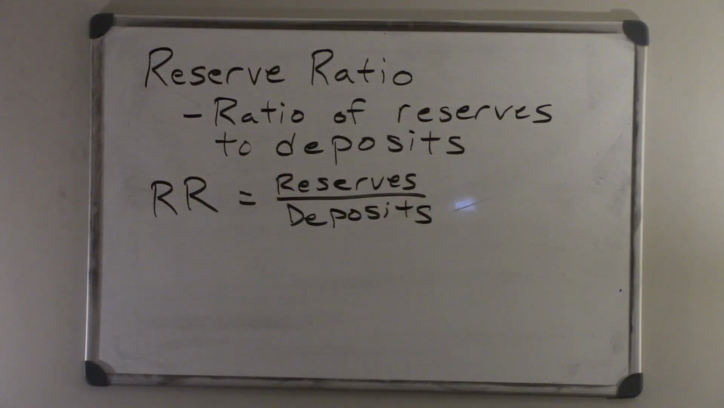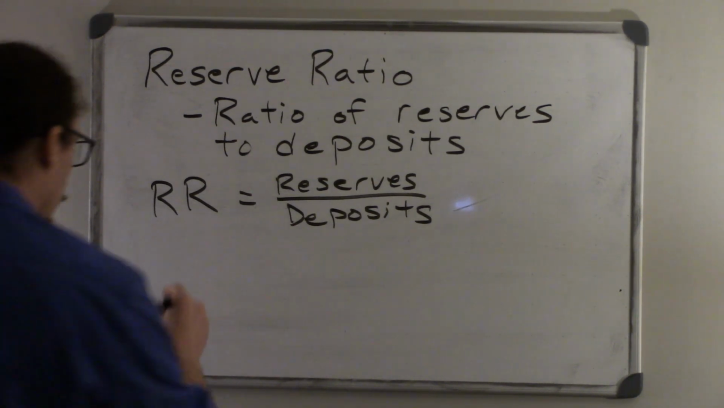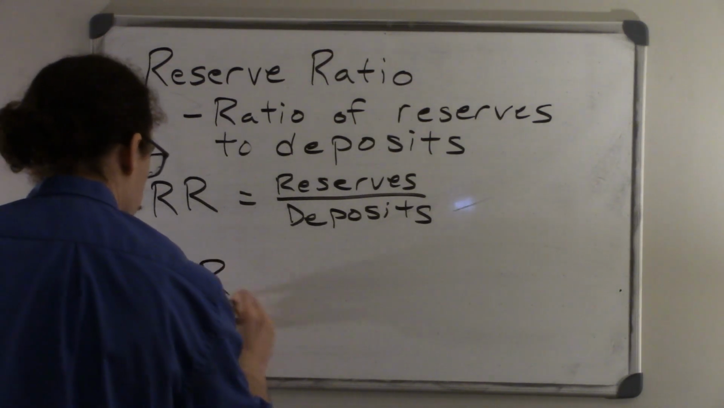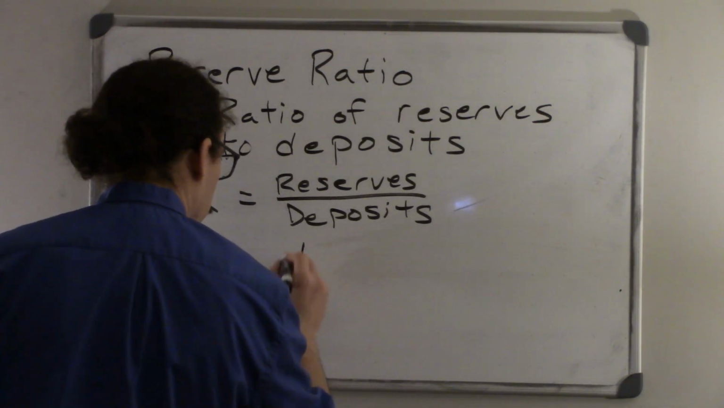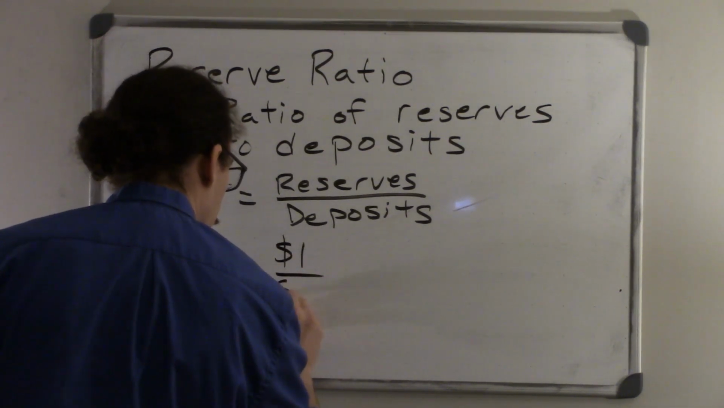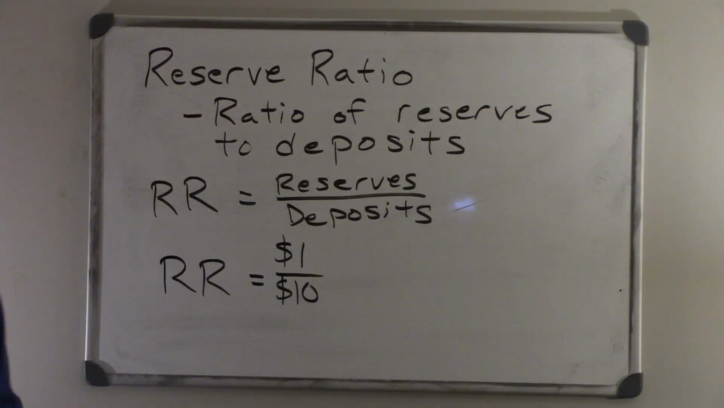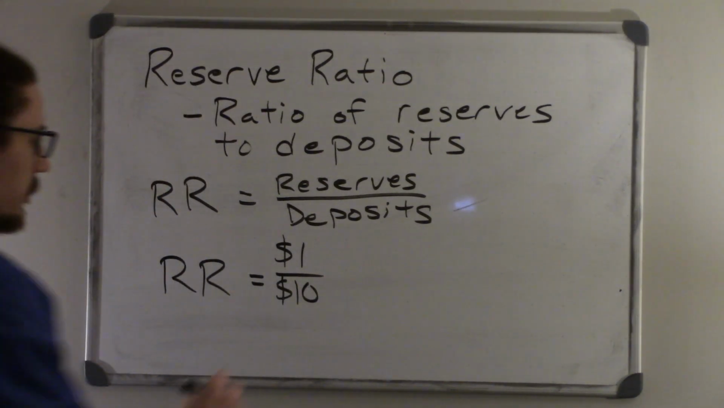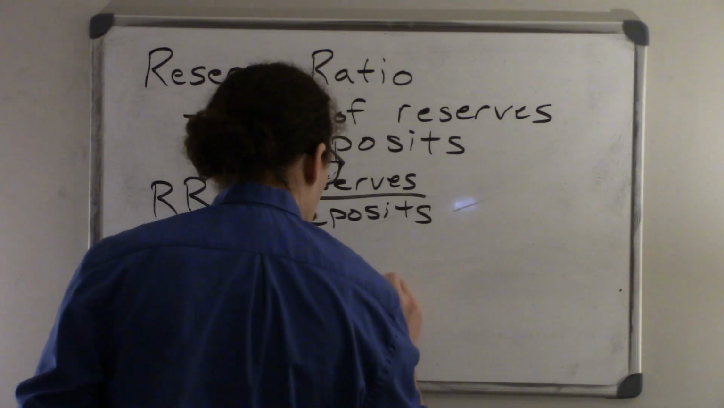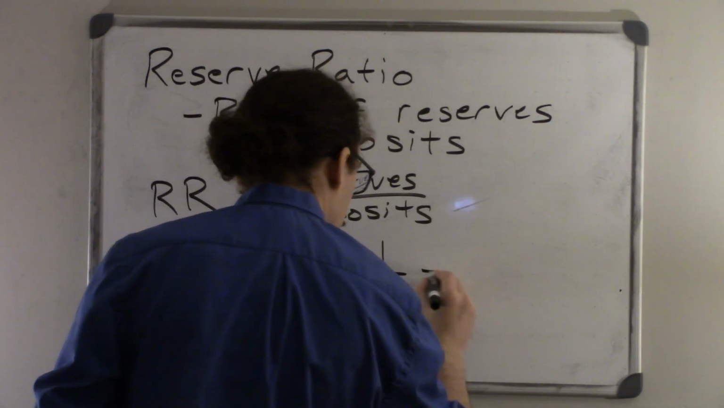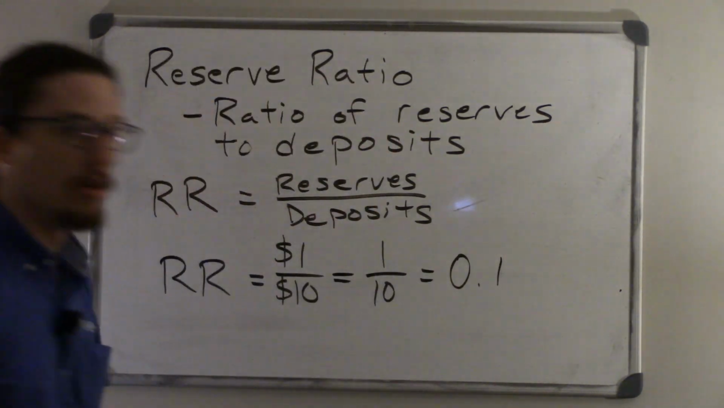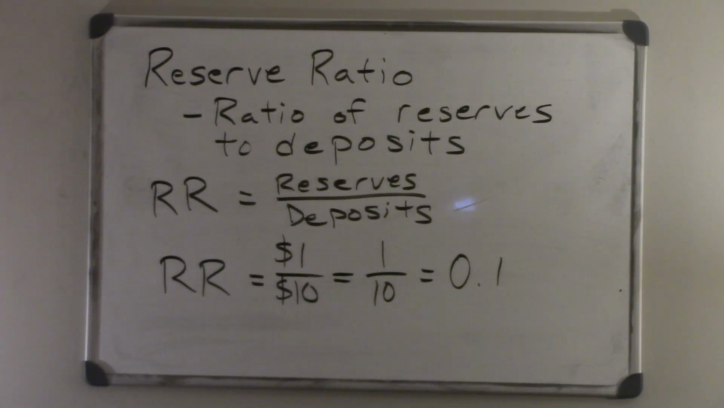All right, so however much gets held in reserve goes on top, and then we divide by the amount of the deposit. In our example, we had $1 held in reserve for every $10 deposited. So our reserve ratio is 1/10 or 0.1. That is our reserve ratio.